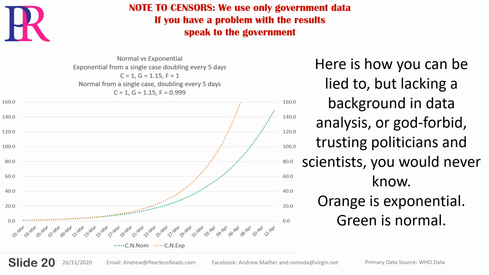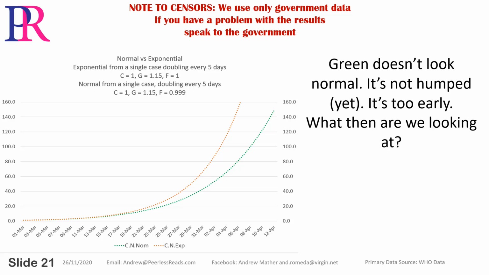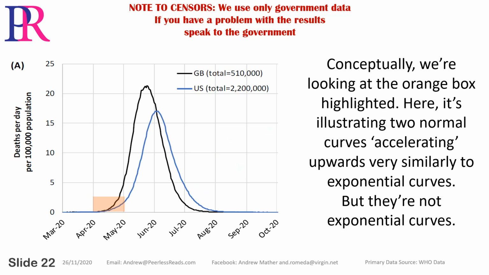Orange is exponential. Green is normal. Green doesn't look normal. It's not humped yet. It's too early. What then are we looking at? Conceptually, we're looking at the orange box highlighted. Here it's illustrating two normal curves accelerating upwards very similarly to exponential curves, but they're not exponential curves.